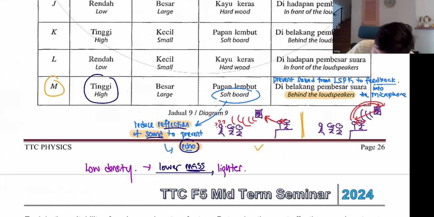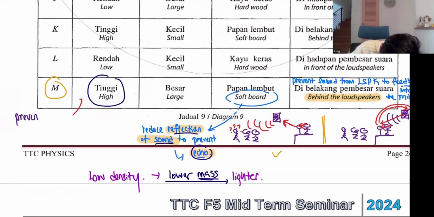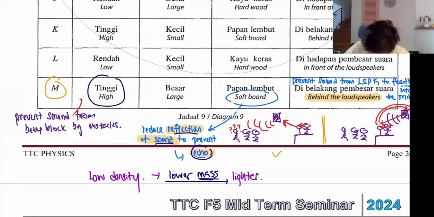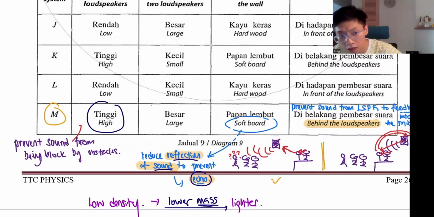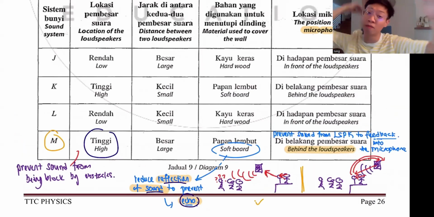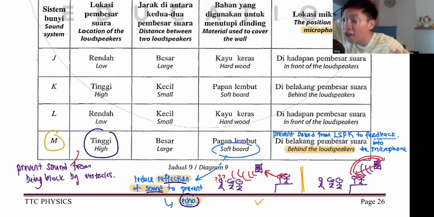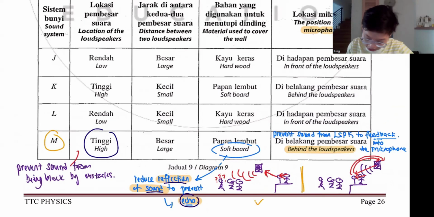Okay, so this is to avoid, or so that you prevent the sound from being blocked by obstacles. You're trying to prevent the sound from being blocked by obstacles, so that it can travel further to the back, so that the people at the back can hear something like this.